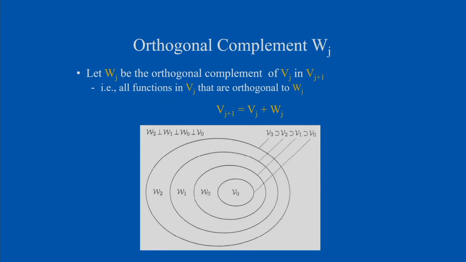So here you can see I am considering the set V naught, V1, V2, V3 like this, and I am considering Wj to be the orthogonal complement of Vj in Vj plus 1. So what do you mean by orthogonal complement? The orthogonal complement is a subspace of vectors where all of the vectors in it are orthogonal to all of the vectors in a particular subspace. So that is the meaning of the orthogonal complement.